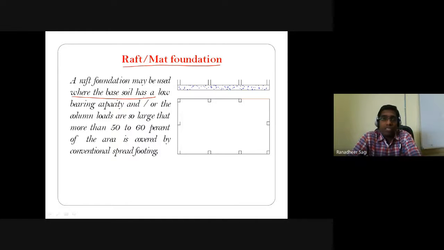So what is going to happen here? A raft is nothing but a monolithic structure which is constructed over the complete plan area of your construction. So the area of the foundation you are constructing is large now. The load coming from all the individual columns has to be uniformly distributed through that particular large carpet area of the foundation you have provided.